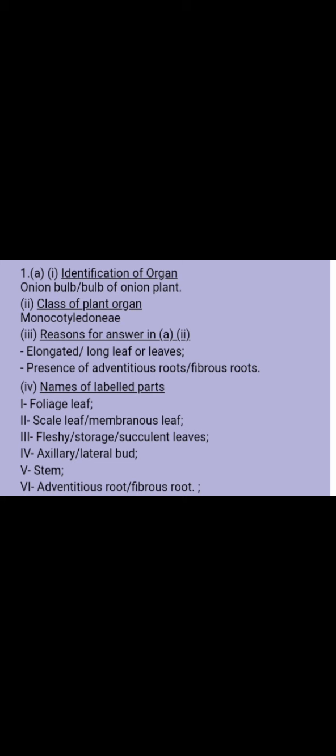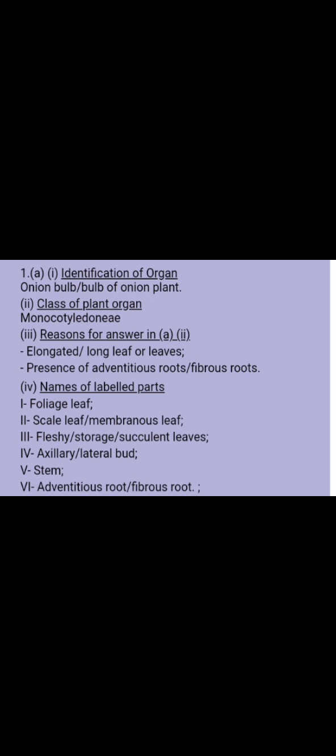Okay, so onion bulb belongs to the class Monocotyledonae. Why? They have elongated or long leaves, and they have the presence of adventitious roots or fibrous roots. Then the part of the plant in which food is stored is the fleshy or succulent or storage leaf. That's the III.